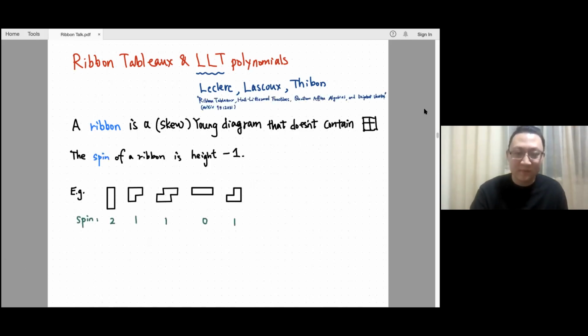We define another statistic on the ribbon, called the spin, which is the height of the ribbon minus 1. For example, the first one contains 3 single boxes, so it has height 3, and 3 minus 1 equals 2. And if you look at the fourth ribbon in the picture, it is just 1 single row, so the height is 1 and the spin is 0.